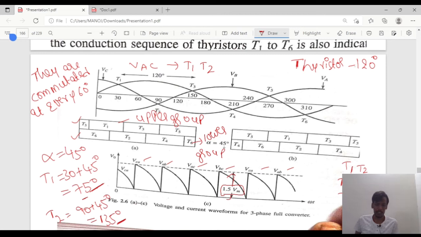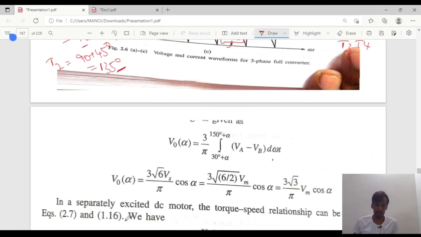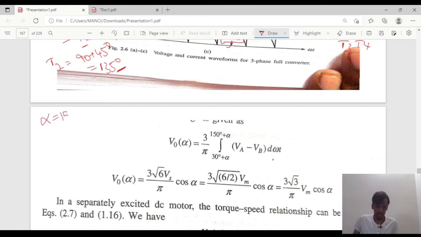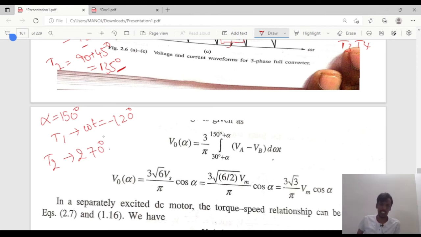So for alpha equal to 150 degrees, T1 is triggered at omega t equal to minus 120 degrees, and T2 is triggered at 270 degrees. So these are the triggering angles and the output waveforms.